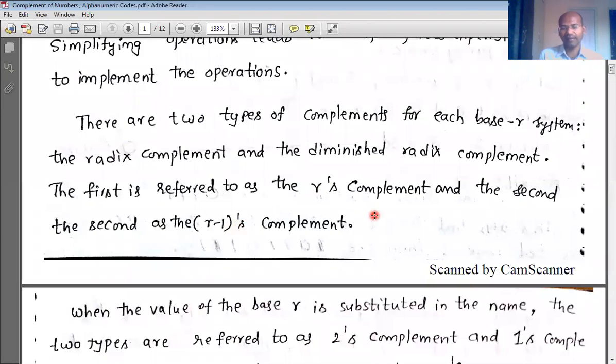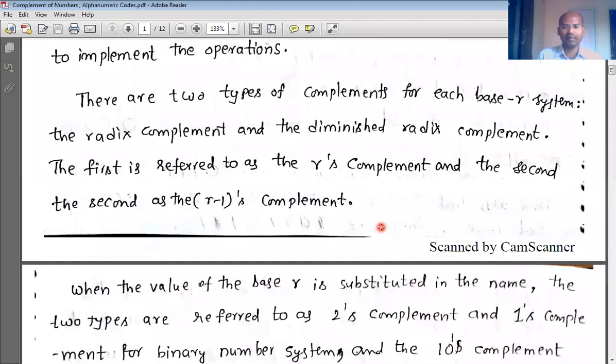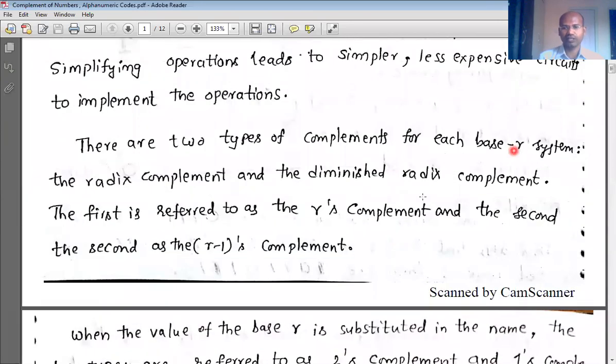In the same way, the binary system. In the binary system, how many numbers are there? There are 2 numbers. So for the binary system, the base is 2, so R is 2. So how many useful complements are present? R's complement means 2's complement and R minus 1 means 2 minus 1, which is 1's complement. So there are 2 complements: one is 2's complement, other one is 1's complement. These are the useful complements present in base 2 or the binary system.